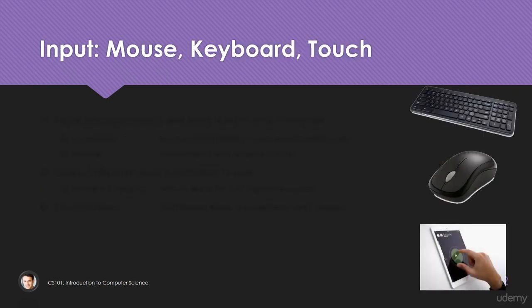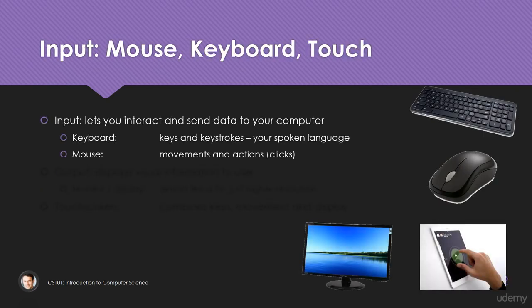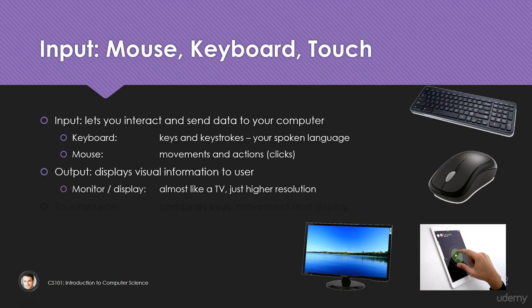And in terms of computer input, you have a whole bunch of ways in which you can interact with your computer. Your keyboard can send keys and keystrokes, a mouse can send clicks and things like that. Output is the information the computer sends you. So most likely it's a monitor or display, almost like a TV.